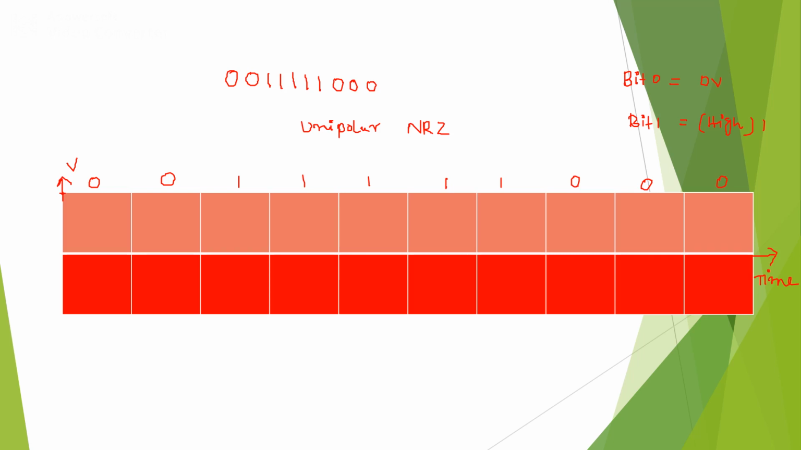So the first bit is 0, and I can represent bit 0 like this. Bit 0, then bit 1 will be high. The next bit is also high: bit 1, bit 1, bit 1, and then bit 0 is equal to 0. So this is how we can represent 0, 0, 1, 1, 1, 1, 1, 0, 0, 0 in the case of the unipolar NRZ scheme.